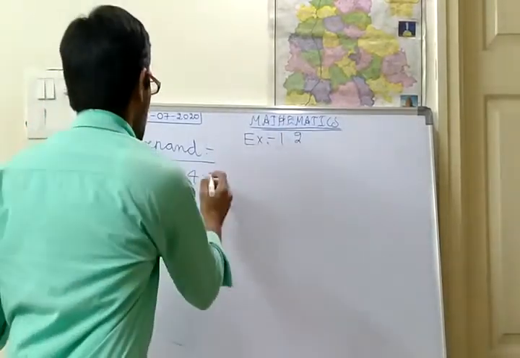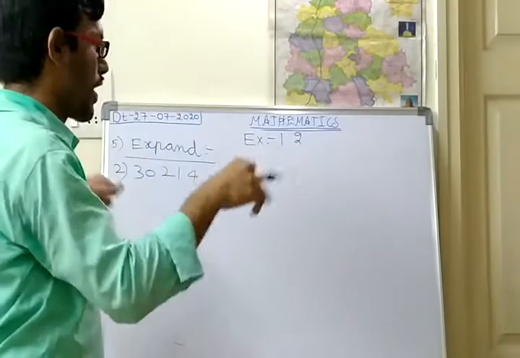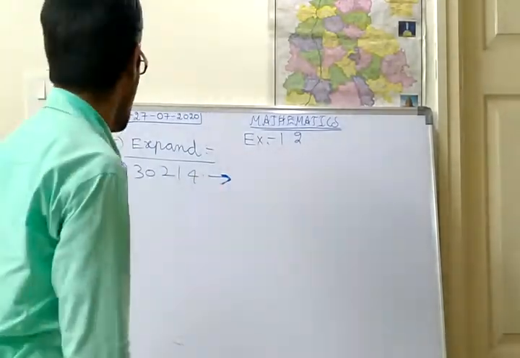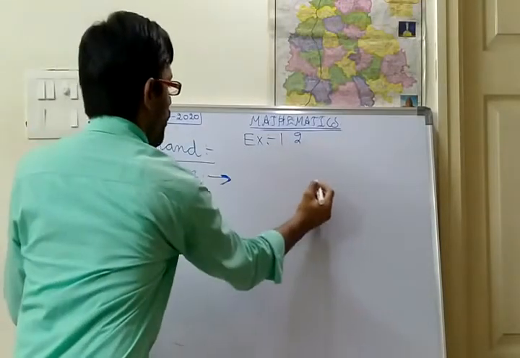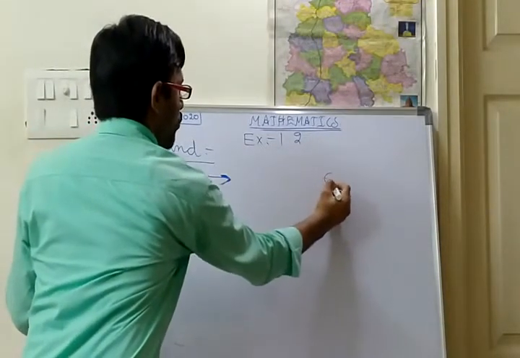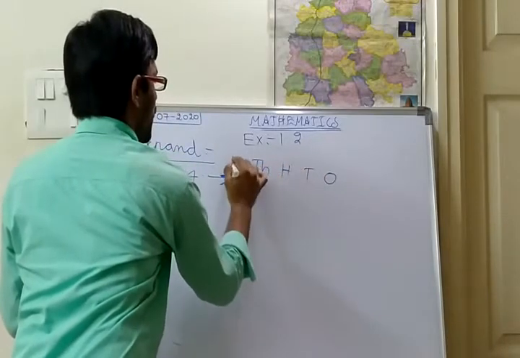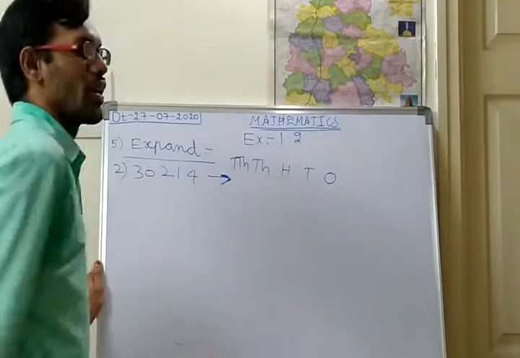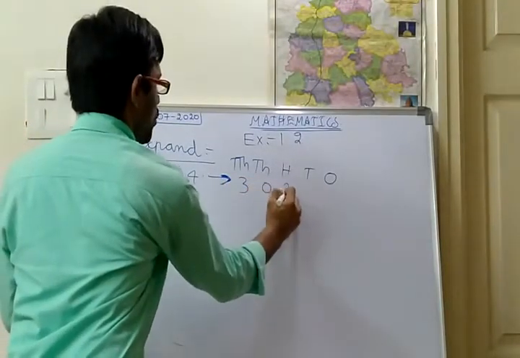Expand means, as I said at the starting of the class, by keeping the boxes and expanding. So here how many digits are there? 5 digits are there. So how many places should you write? 5 places: ones, tens, hundreds, thousands, 10,000. So 5 places I have written. Arrange them in a particular order: 3, 0, 2, 1, 4.